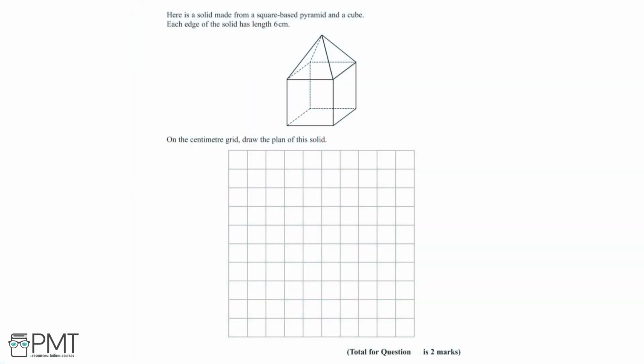In this question, we're given a solid made from a square-based pyramid and a cube. Each edge of the solid has length 6 centimeters, and on the centimeter grid, we need to draw the plan of the solid. Now a plan of the solid would be the view from the very top, as shown by this purple arrow. And so if you take a look at the solid from the very top, just as the arrow shows, you'll see that we have a square of side length 6 centimeters. But not only do we have a square, we also have these lines, which point towards the centre of the square.